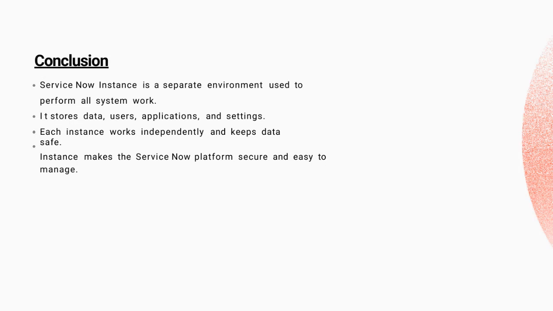Now, let's talk about the ServiceNow instance. Think of it as a separate environment dedicated to handling all the system work. It's where we store data, manage users, run applications, and configure settings. Each instance operates independently, which means it keeps its data safe and isolated from others. This independence is crucial for security and stability. It also makes managing the platform much easier because we can focus on each instance without affecting others.